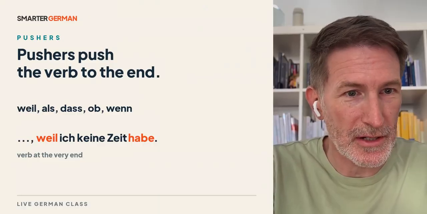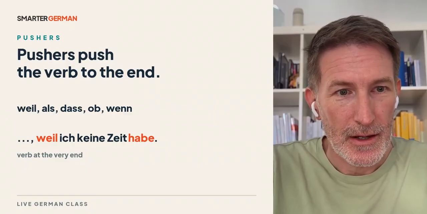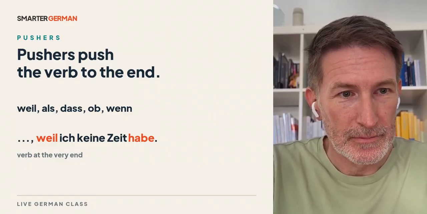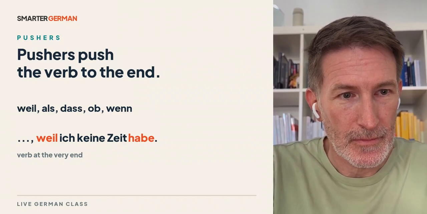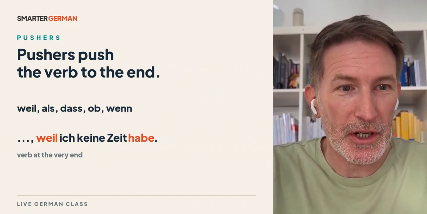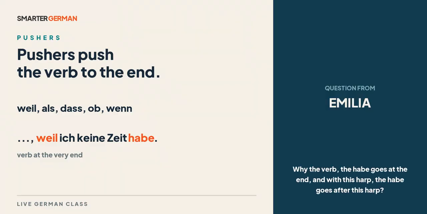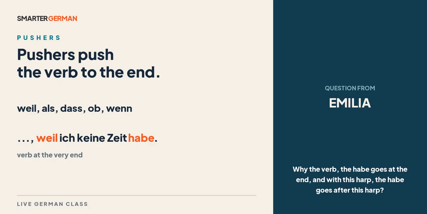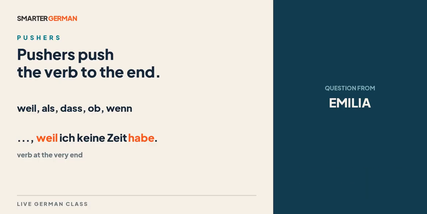Okay, so here's a sentence. Let's take this. Or we can do it like this. Both would work. So what is the question? What's the difference? Why with weil the verb habe goes at the end, and with deshalb the habe goes after deshalb? This is not at the end, after Zeit.